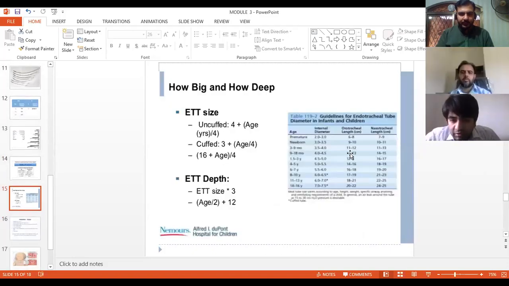So, you can see in this table that in a neonate, the depth of insertion will be 8 centimeters. For example, if the weight of the child is 1 kg and the tube size will be 2.5, we will multiply the 2.5 with 3, then this will be up to 8. So we will insert a 2.5 endotracheal tube up to 8 centimeters.